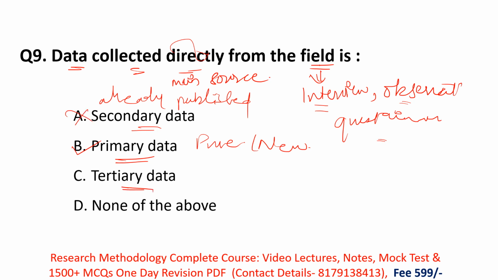And option C is tertiary data. Tertiary data means a mixture of both primary and secondary data. It is known as tertiary. So here option C is obviously incorrect. So for this question, option B is the right answer, primary data.